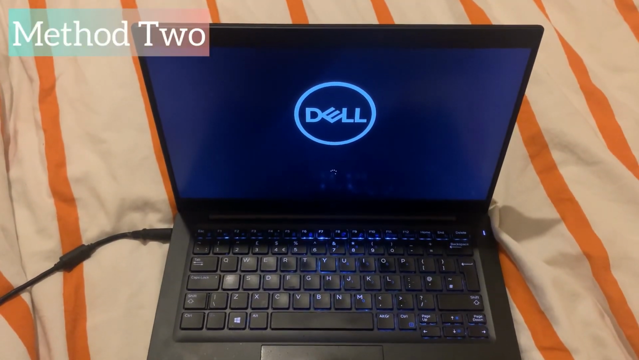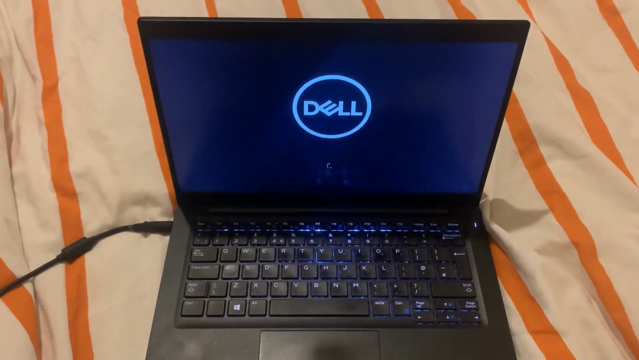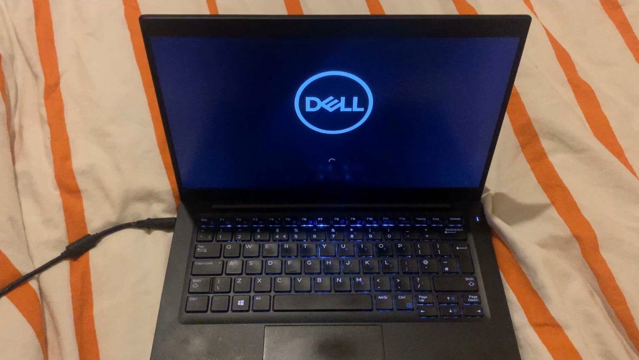Method 2. If your laptop shows there's power but the screen is blank, it could well be a memory issue. Yes guys, try removing your RAM and replacing it with a different brand.